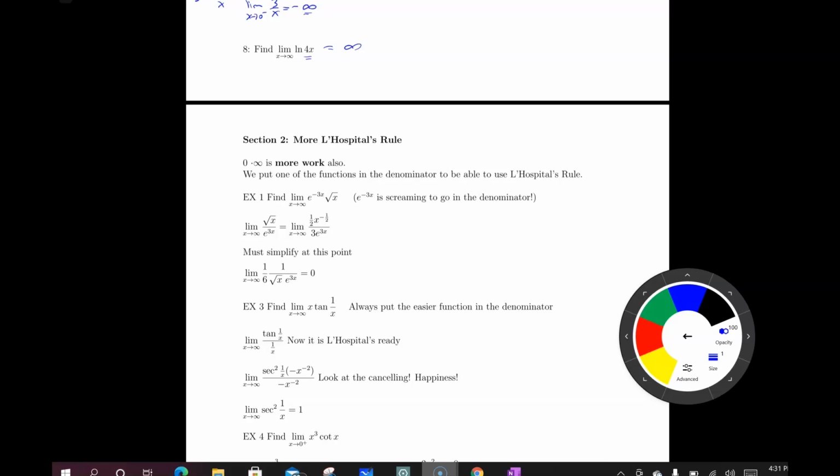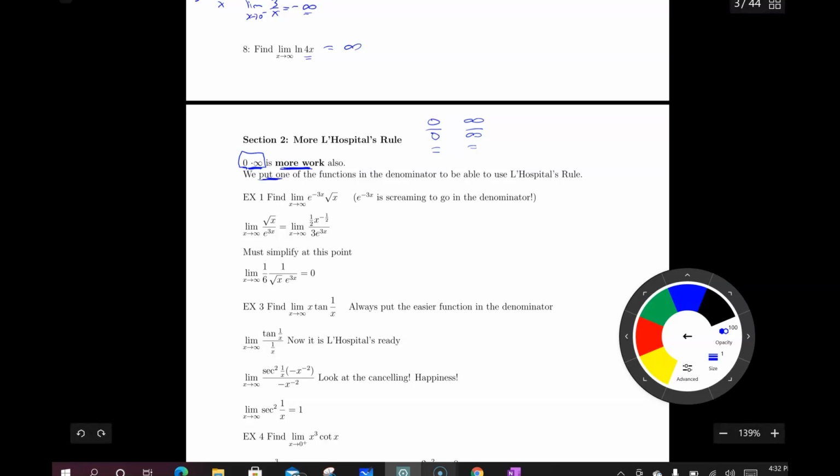Okay, more L'Hopital's rule. So 0 times infinity is not anything we've done before, but it is more work. It's called an indeterminate form. These are 0 over 0, infinity over infinity. These are indeterminate forms. This is yet another one. And I've just been using the phrase "do more work" when you see them. Okay, we cannot use L'Hopital's rule on 0 times infinity.